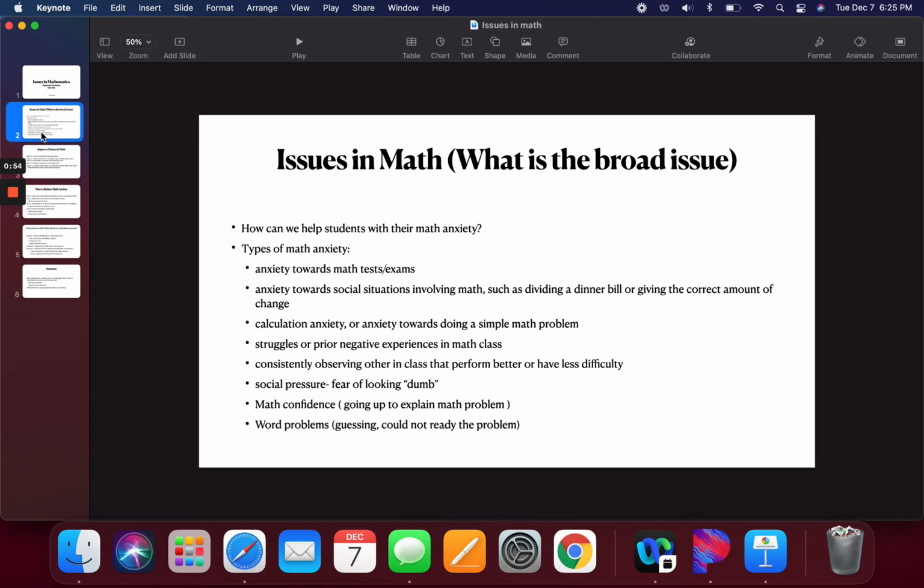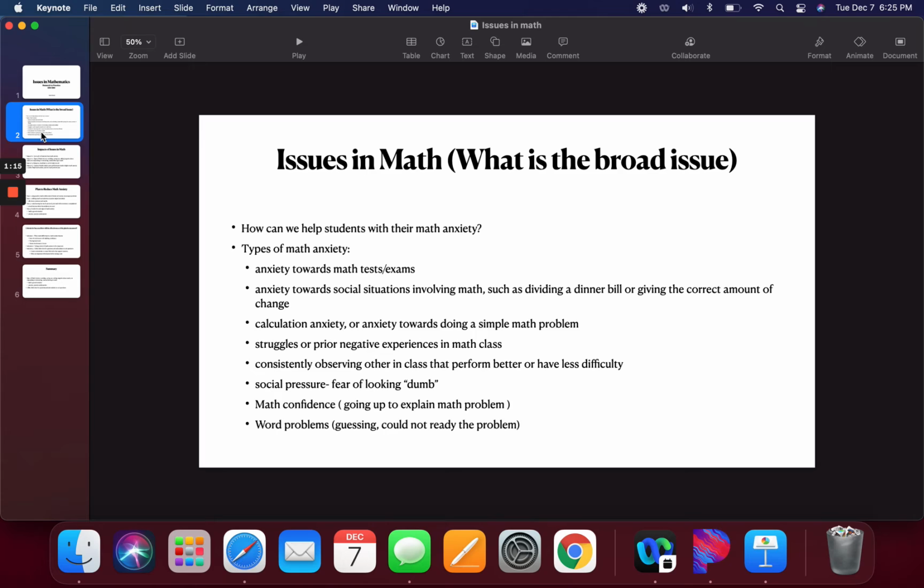Another type of math anxiety is calculation anxiety, or anxiety towards doing a simple math problem. For example, a teacher might ask a student what is 4 times 4, and the student might interpret it as 4 plus 4 and say 8 instead of the right answer being 16.